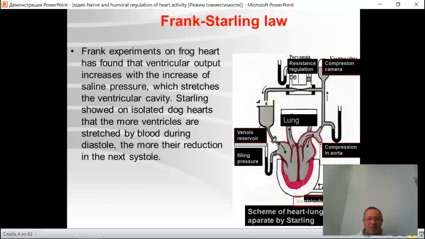Frank's experiments on frog heart found that the ventricular output increases with the increase of saline pressure, which stretches the ventricular cavity. Starling showed on isolated dog hearts that the more the ventricles are stretched by blood during diastole, the greater the contraction in the next systole.